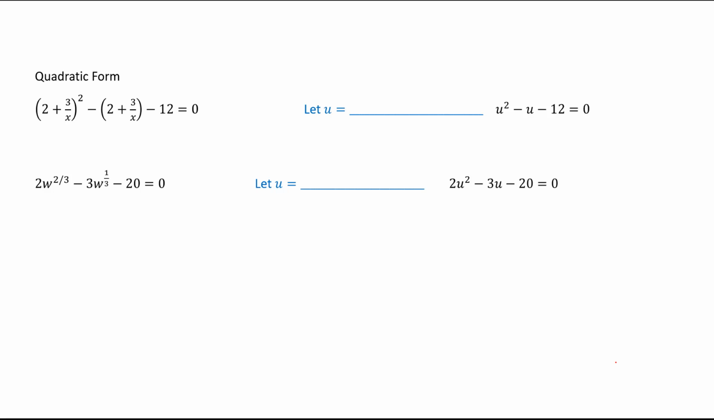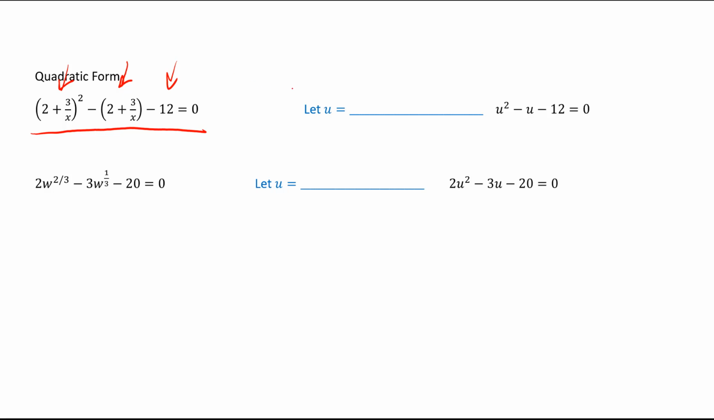Okay, sometimes you will see an equation that is in the form of a quadratic equation, but it is a little more complicated. And you can use this idea of substitution to solve the equation in a more simple way and then put the original value back in when you're done. So here you can see on this first example, you've got (2 plus 3 over x) quantity squared, minus (2 plus 3 over x), same quantity, minus 12 equals 0. So you've got something squared minus that same thing and then minus a constant. That looks like a quadratic equation.